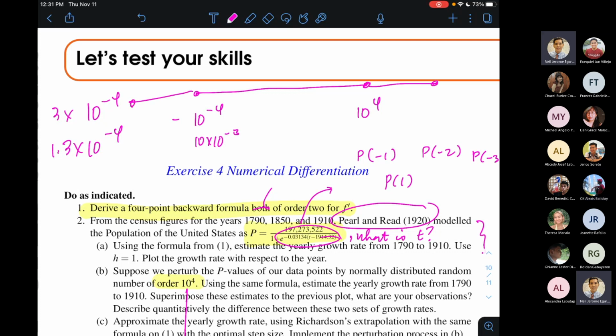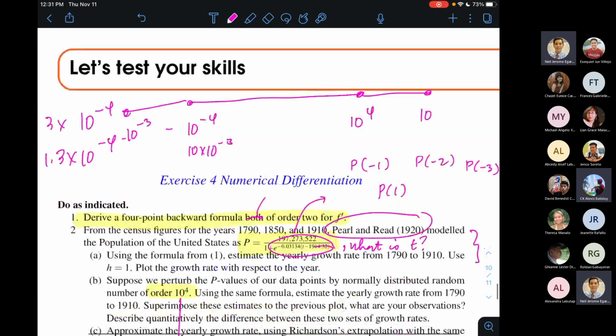Ano yung nilagay ko sa module 5? Sinama ko ba siya sa 10 to the negative 3 hanggang 10 to the negative 3? Sa module 4 o module 5 po, sir. Sa module 5, ang nakalagay po, sir, pag order 10 to the negative 2, ay yung random numbers mag-range po from negative 10 to the negative 1 to 10 to the negative 1.